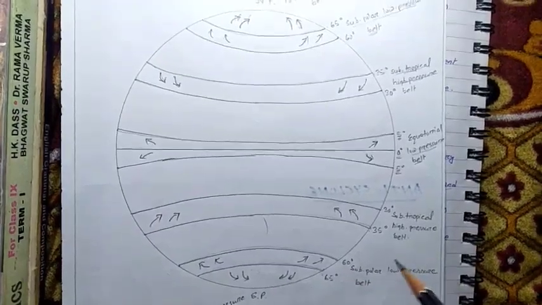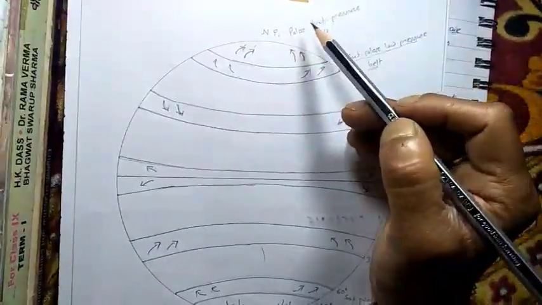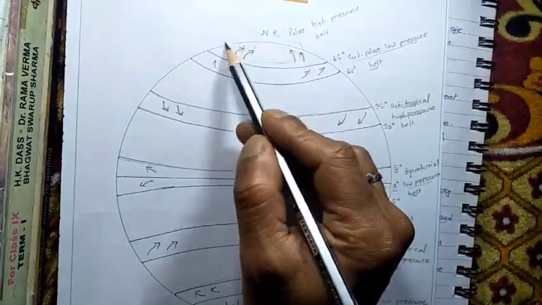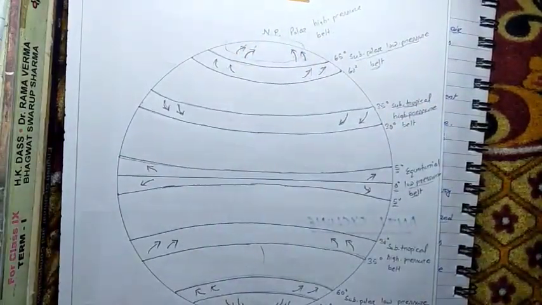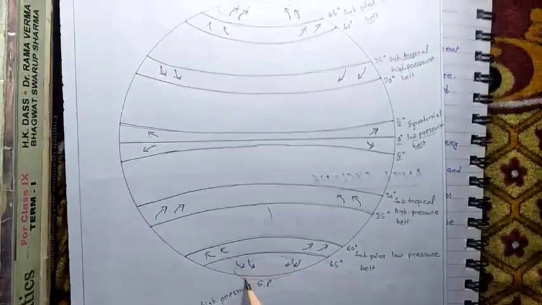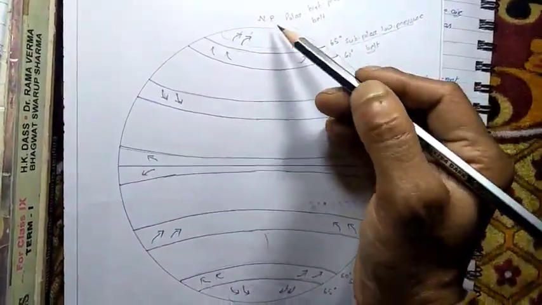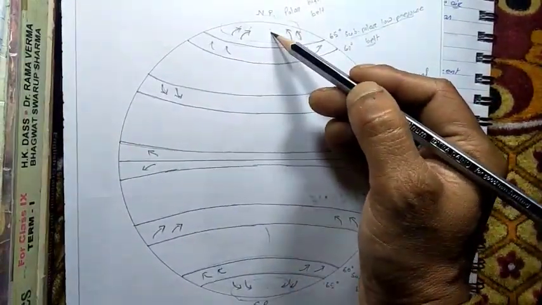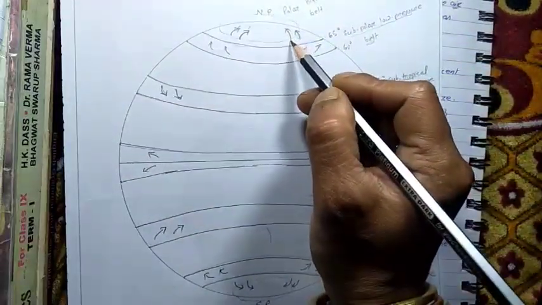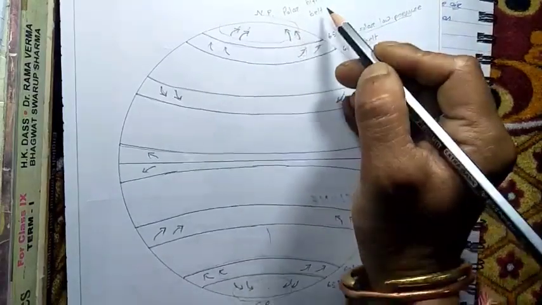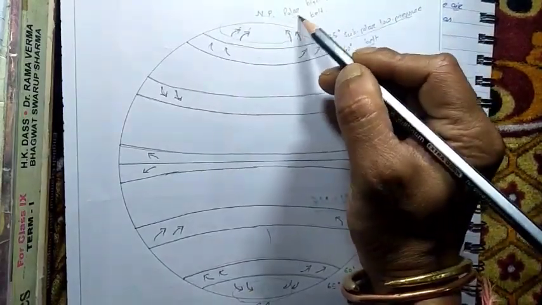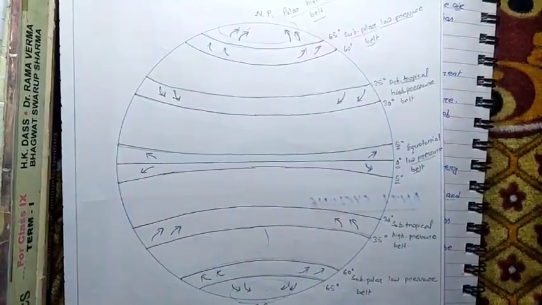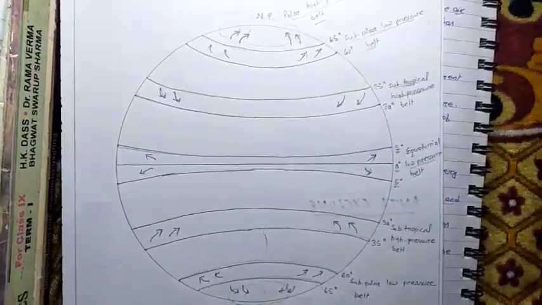The last one is the polar high pressure belt. This is the North Pole. This part is known as the North Pole, and this part is known as the South Pole. In these polar regions, the temperature is very low, and because of the low temperature, the air generally comes downwards. As a result, one high pressure belt is created, which is known as the polar high pressure belt. So that's all about the different permanent pressure belts of the Earth's surface.